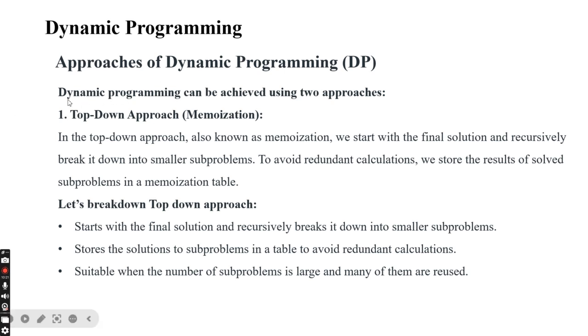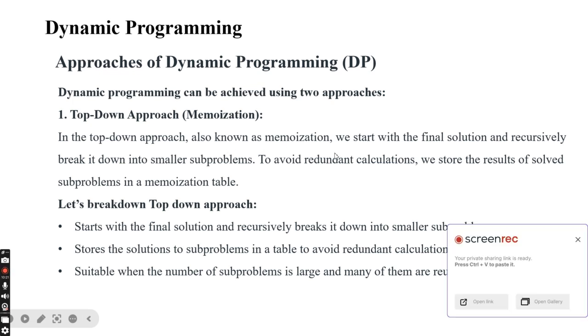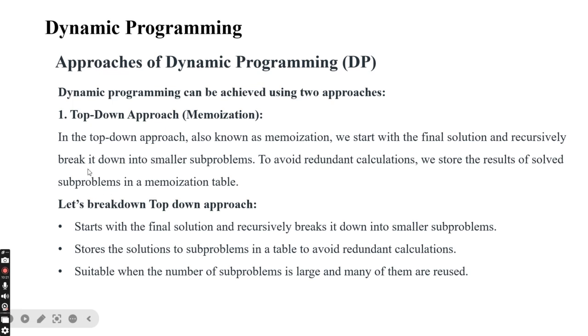Now, the approaches for dynamic programming. There are two approaches: the top-down approach and the bottom-up approach. What is the top-down approach? The top-down approach is also known as memoization. We start with the final solution and recursively break it into smaller sub-problems. To avoid redundant calculation, we store the results.